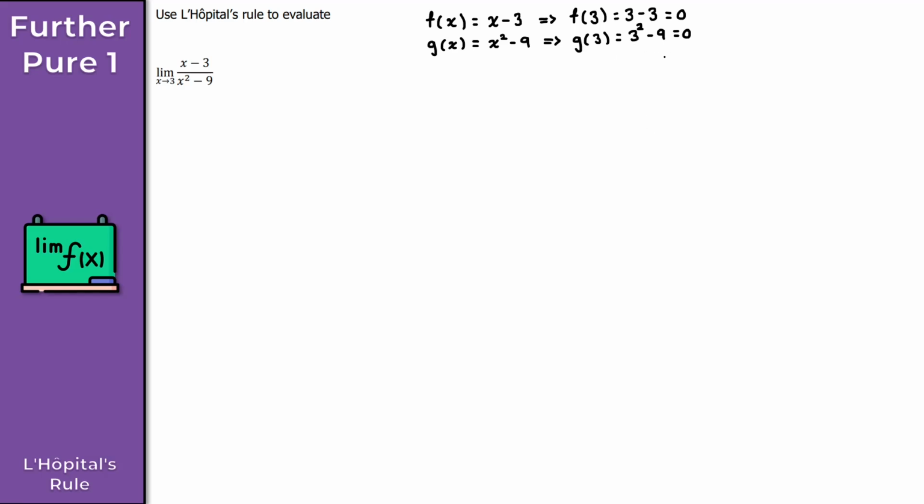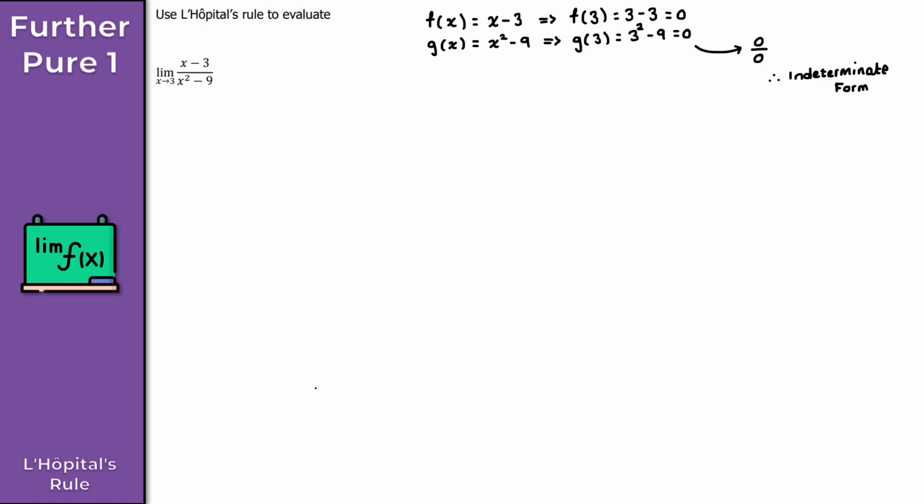In this case, we get 0 over 0. And you should recognize that 0 over 0 is an indeterminate form. So therefore we have an indeterminate form, and what that means is we can now apply L'Hopital's rule.